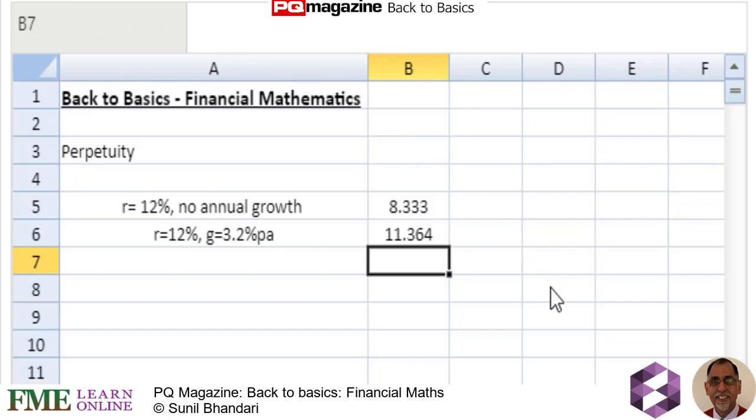11.364. Some key calculations used very much in the area of business valuations. Those are the perpetuity discount factors with and without growth.